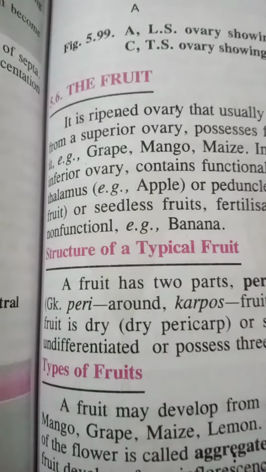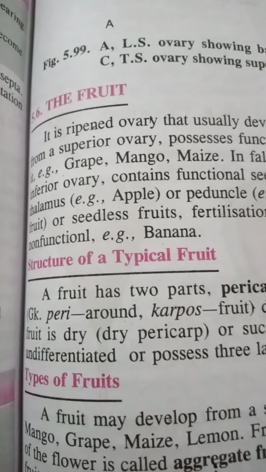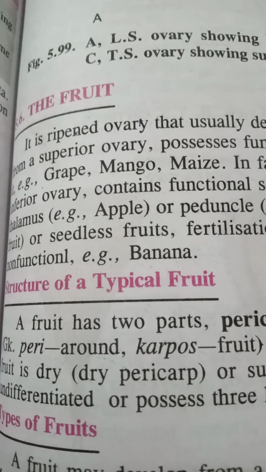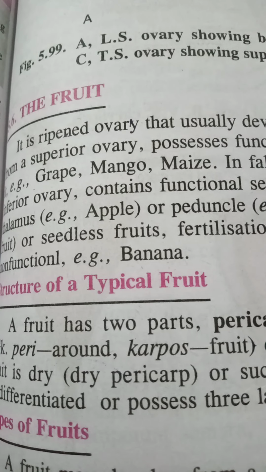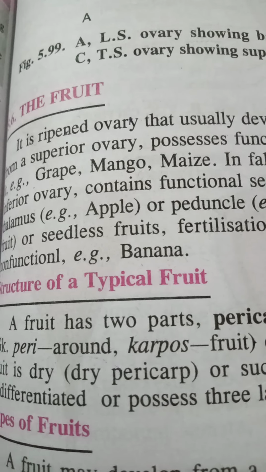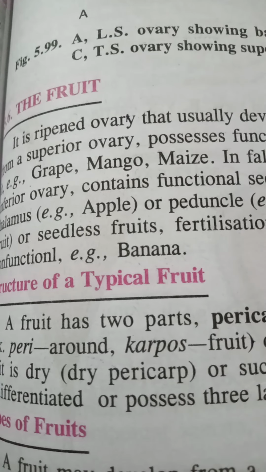We see different types of fruits. So the fruits which are developed from the ovary are called the true fruits, and those which are developed from any other part other than the ovary are known as the false fruit or pseudocarp. But sometimes seedless fruits are developed without fertilization. Then we call them the parthenocarpic fruit.